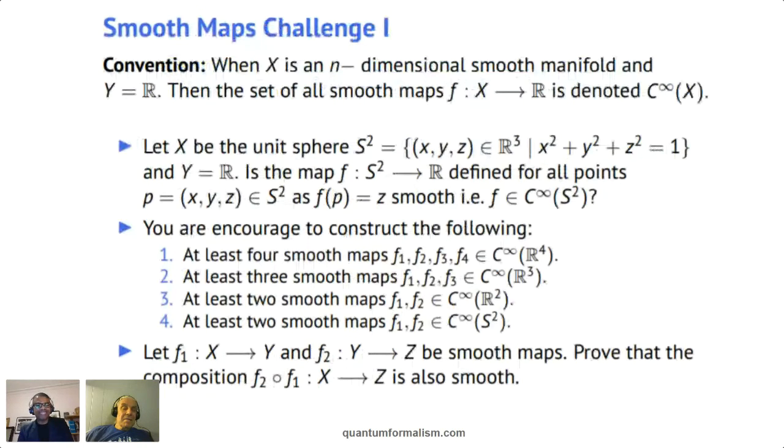The second challenge is a little bit harder, but yeah. Just before, by convention, we will write C infinity of X to denote the set of all smooth, real-valued maps that go from the smooth manifold X to the reals. Okay, so here's a challenge.